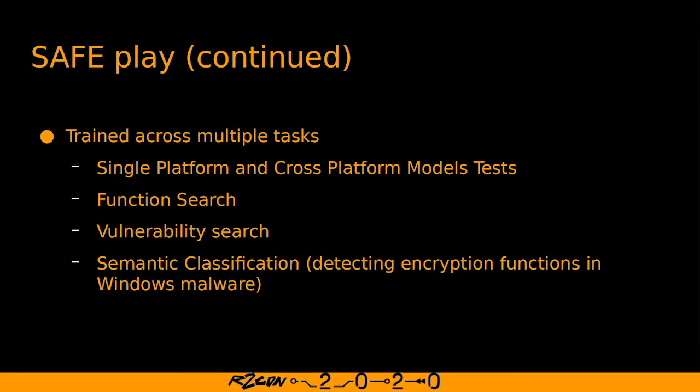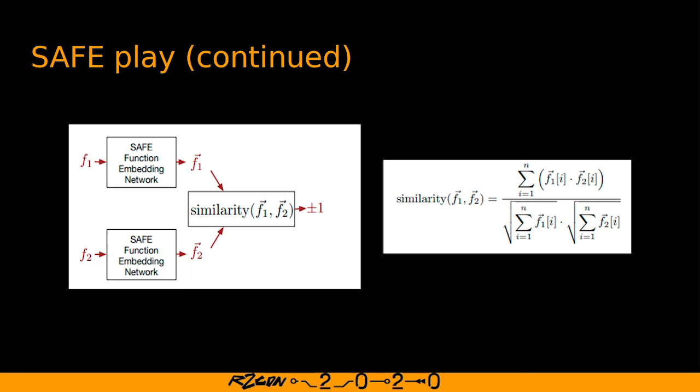And then the tasks themselves included comparison of AMD64 and ARM, function search, which is relevant to us, vulnerability search, and then also semantic classification, which is detecting whether a function contained encryption functions found in Windows malware. Another illustration shows you what cosine similarity actually is, and then for two functions illustrates that you can compute the similarity between them and use that as a way of comparing them and finding matches.